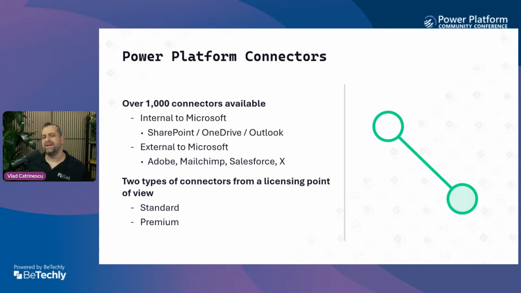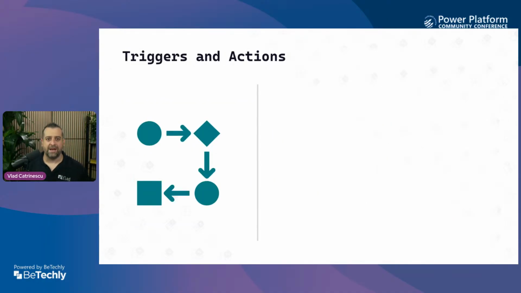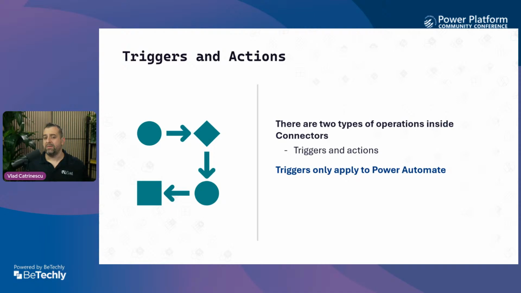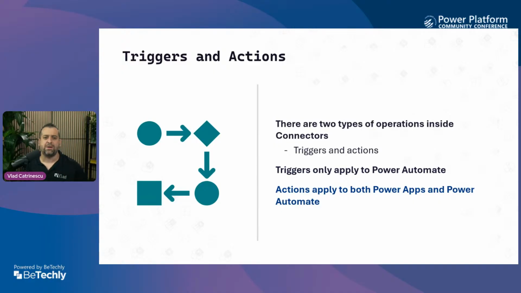So you want to call an Azure function, for example, that is probably premium. Now, again, today we're only going to do stuff in Microsoft 365, but I still wanted to mention it. Now, inside of connectors, we have two types of operators, and they are triggers and actions. Triggers really only apply to Power Automate, but also to Copilot Studio if you ever want to do autonomous agents. And actions apply to Power Apps, Power Automate, and Copilot Studio as well.